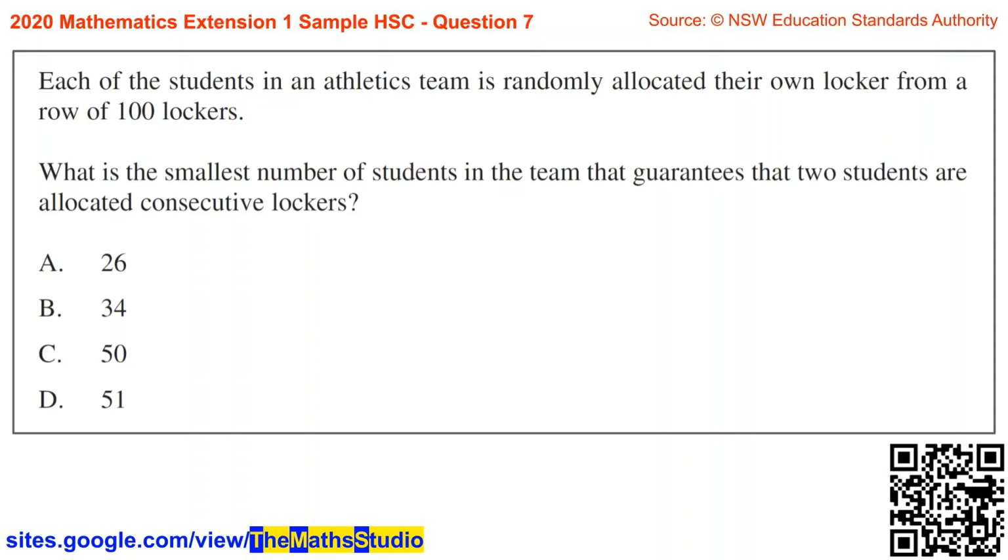Question 7. Each of the students in an athletics team is randomly allocated their own locker from a row of 100 lockers. What is the smallest number of students in the team that guarantees that 2 students are allocated consecutive lockers?